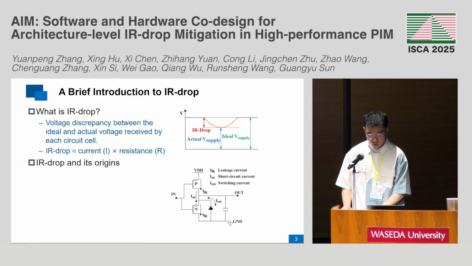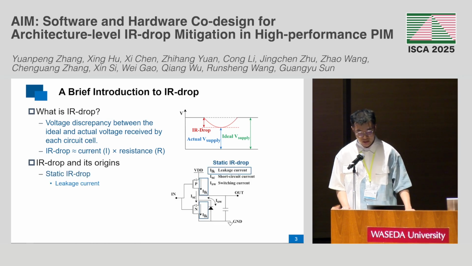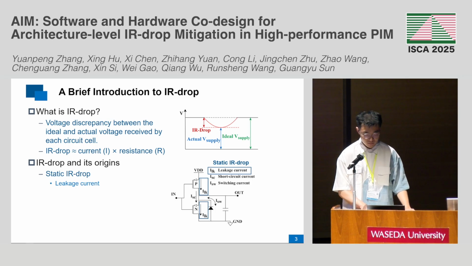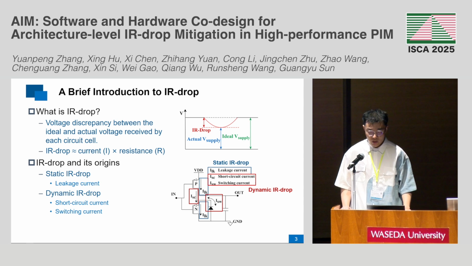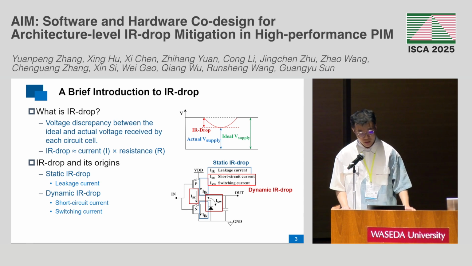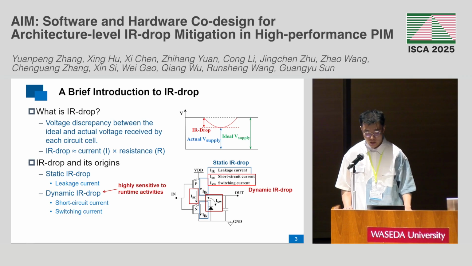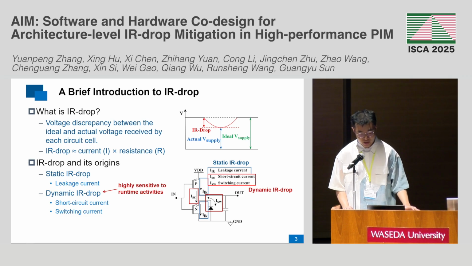Static airdrop is caused by leakage current, such as current leakage through transistors in the off state. Dynamic airdrop is caused by dynamic current, which occurs when the integrated circuit is in operation. It mainly consists of short circuit current and switching current. Dynamic airdrop is thus highly sensitive to runtime activities, including gate switching and the capacitive charge and discharge cycles.